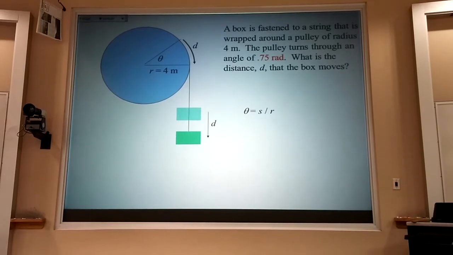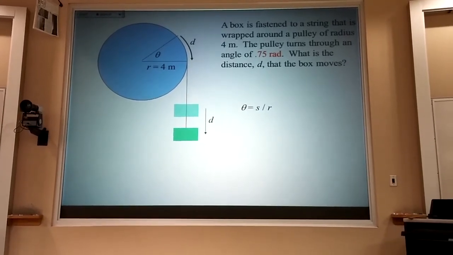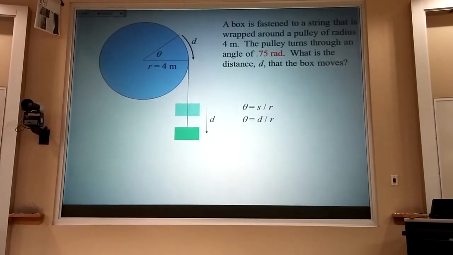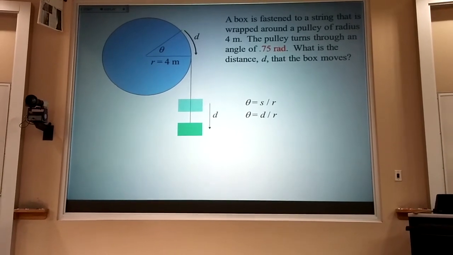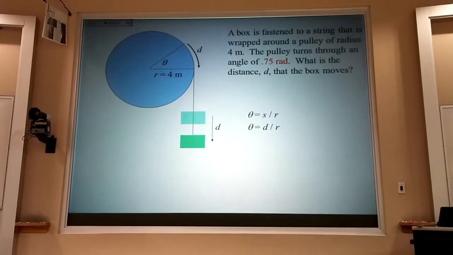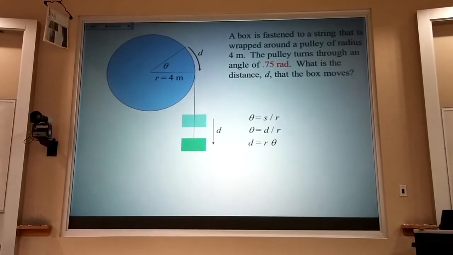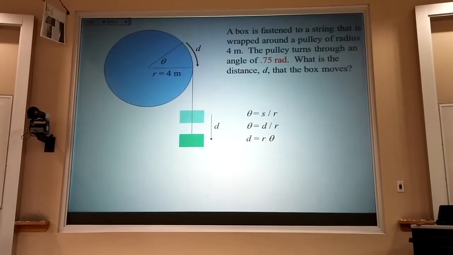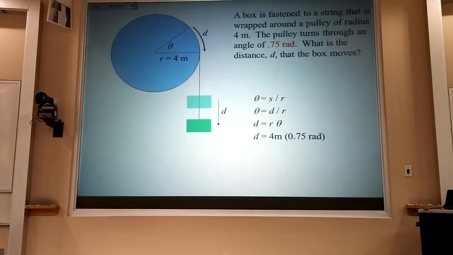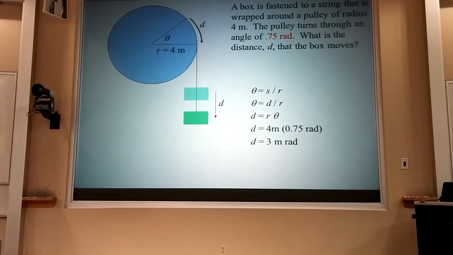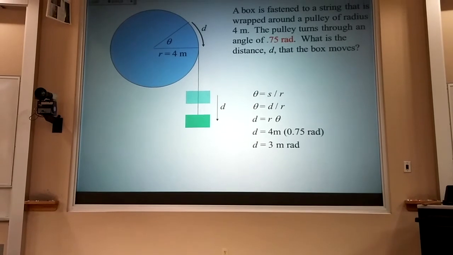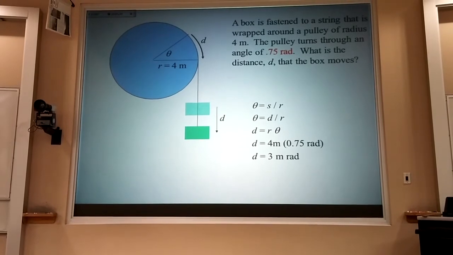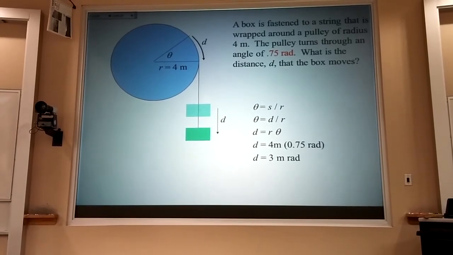I'm looking for the arc length, and that arc length is part of the definition of the angle. So instead of S as the arc length, I would replace it as the distance D that the box drops. And then I solve for D. Well, D is just the radius of the wheel times the angle in radians. That's going to be 4 meters times 0.75 radians, and that's going to give me 3 meter radians. That means that the box drops 3 meter radians.